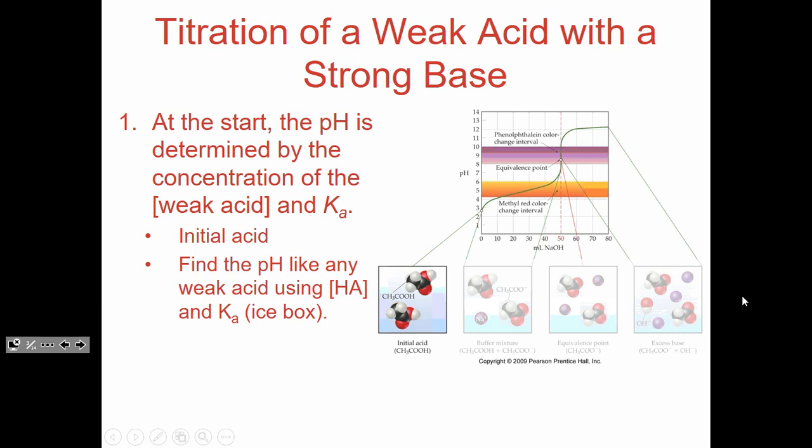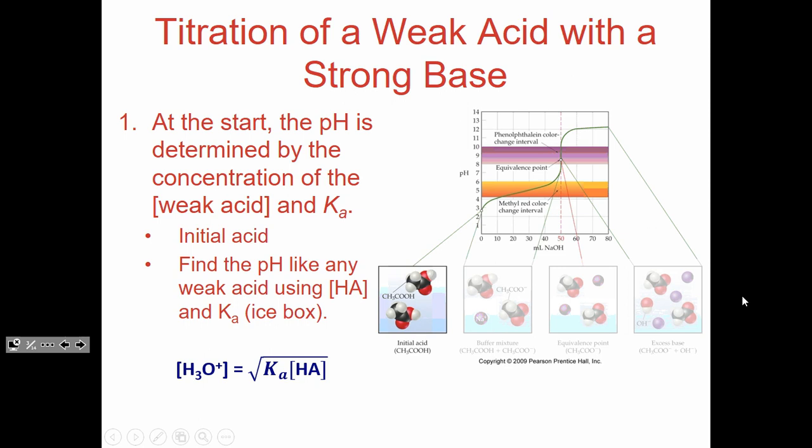Technically, it's an ICE box problem, but remember, as we saw in chapter 16, whenever we do these problems, we really ended up with the Ka equals x squared over the concentration of the acid minus x, and we neglected x as long as it dissociated less than 5%. So that's what we're going to be doing here, that same kind of math. So like before, we would take the square root of the Ka times the HA, and that would give us our value of x, which stood for H3O+. So before the titration begins, this is what we need to know: the concentration of the weak acid and the Ka to calculate the H3O+ and therefore the pH.